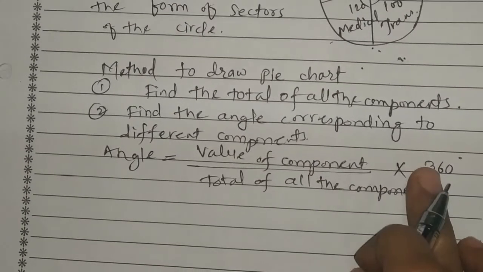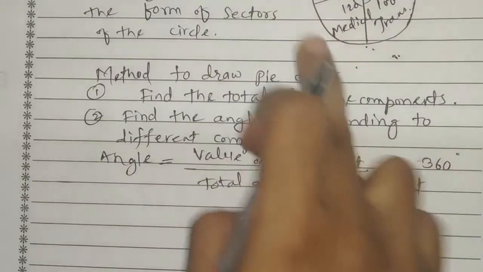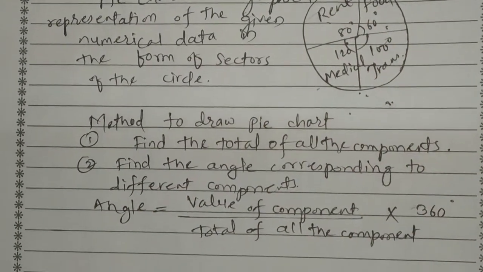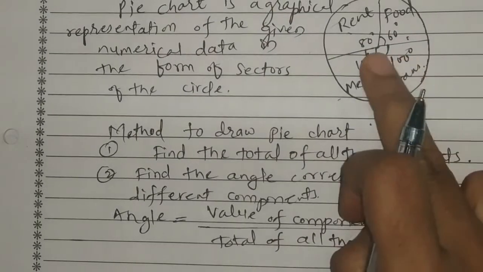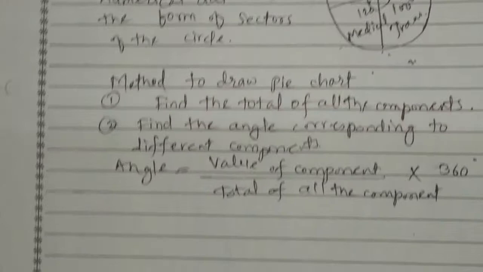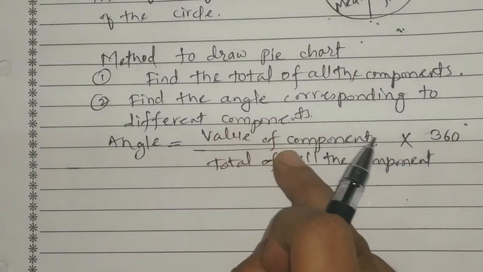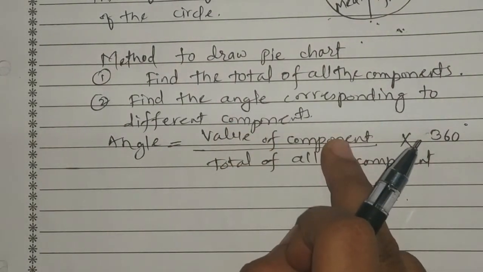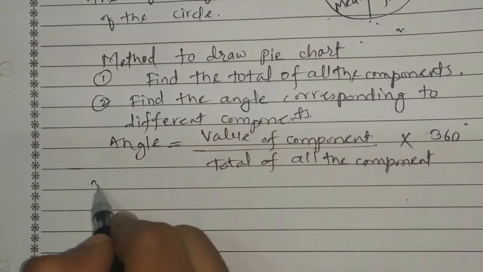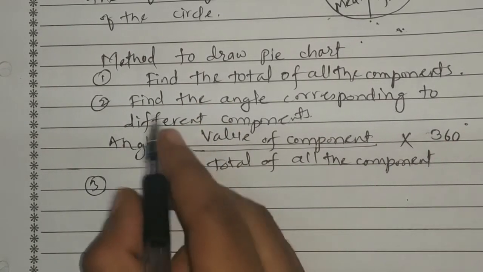We are going to multiply this by 360 degrees because a complete angle is 360 degrees. Here if you add this you are going to get 360 degrees, which is a complete angle. So angle is going to be found by using the formula value of one component divided by total value of the components into 360 degrees.